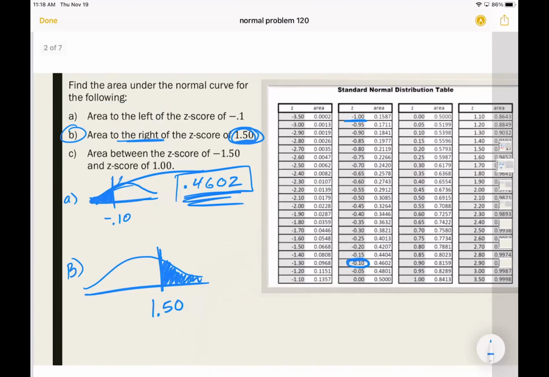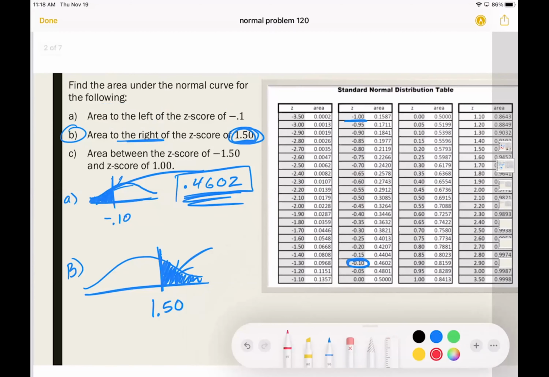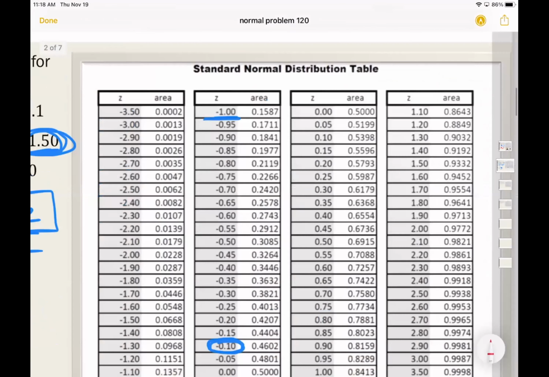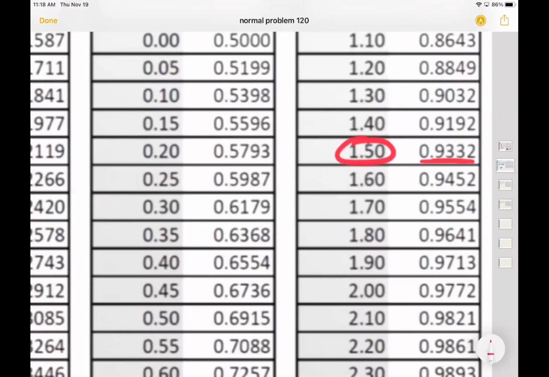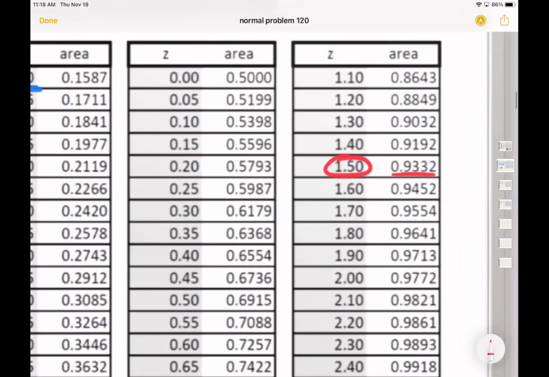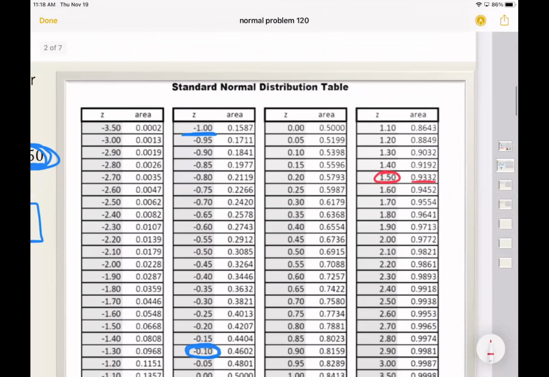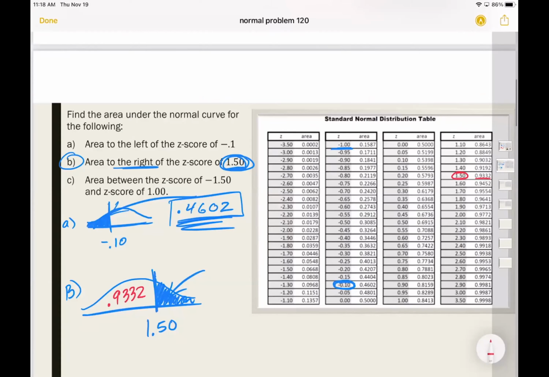Because I'm looking for the area to the right, I need to take 1 minus something. What do I need to subtract? Well, how do I find this item, 1.5? Do you agree that 1.5 is right here? And the area corresponding to 1.5 is 0.9332. Reminder, 0.9332 is from the left-hand side to this value right here. That's why I color-coded it, because the 0.9332 is from the left-hand side to that value.